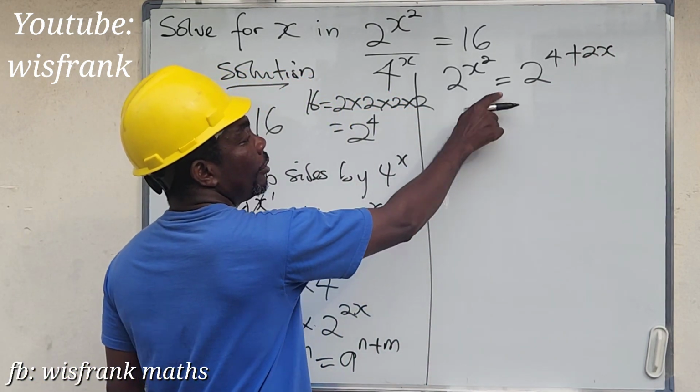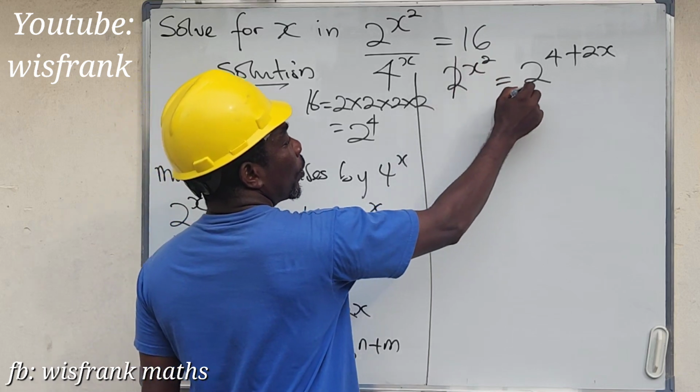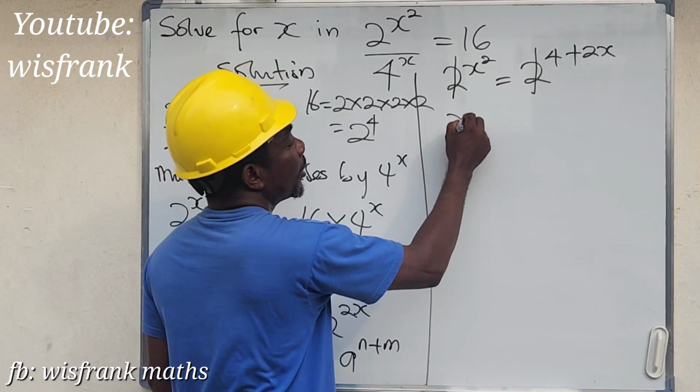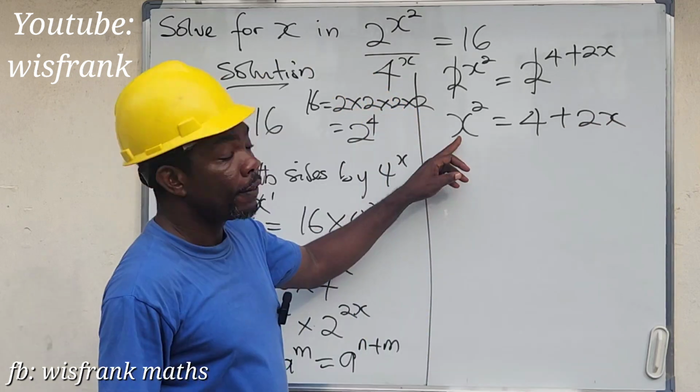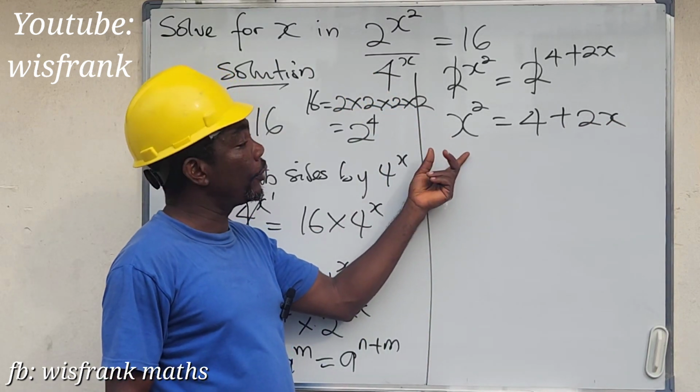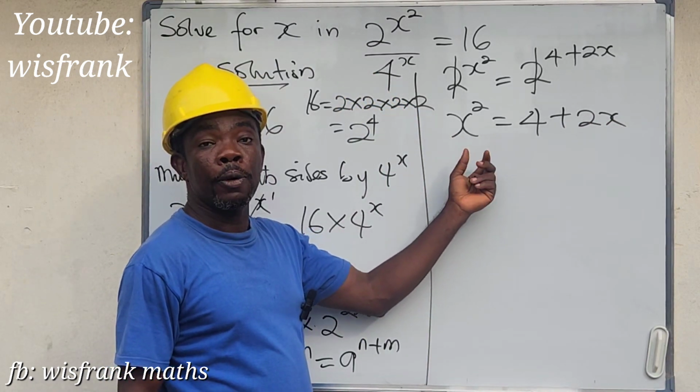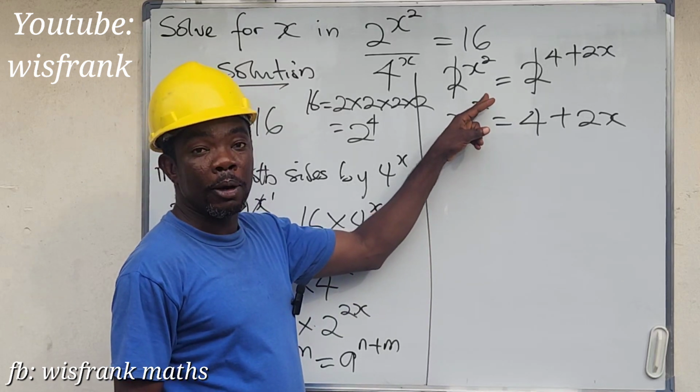So in this case, we have the same base. So each of them will cancel each other. We are now left with x squared equals 4 plus 2x. Now we have this. So what we are going to do is to divide all through by x so that we can cancel this power of 2.